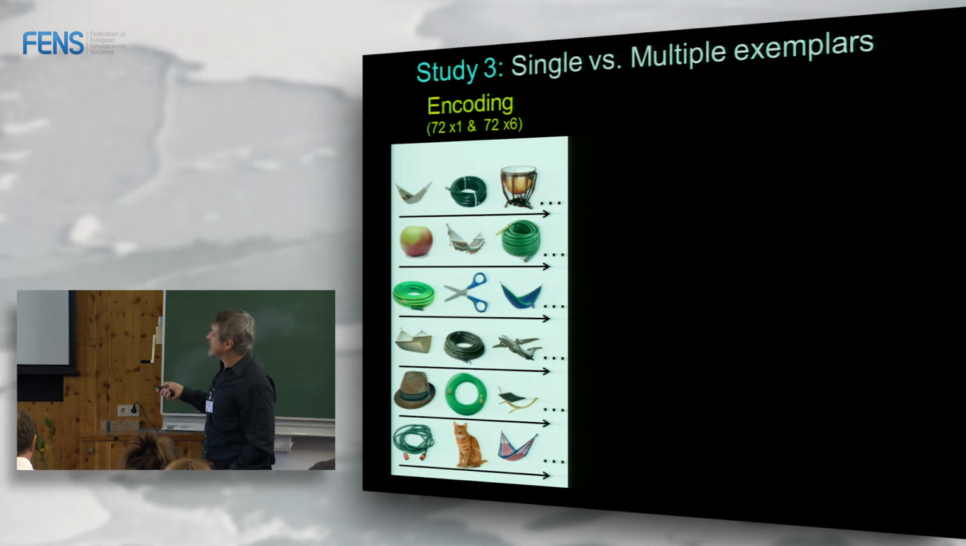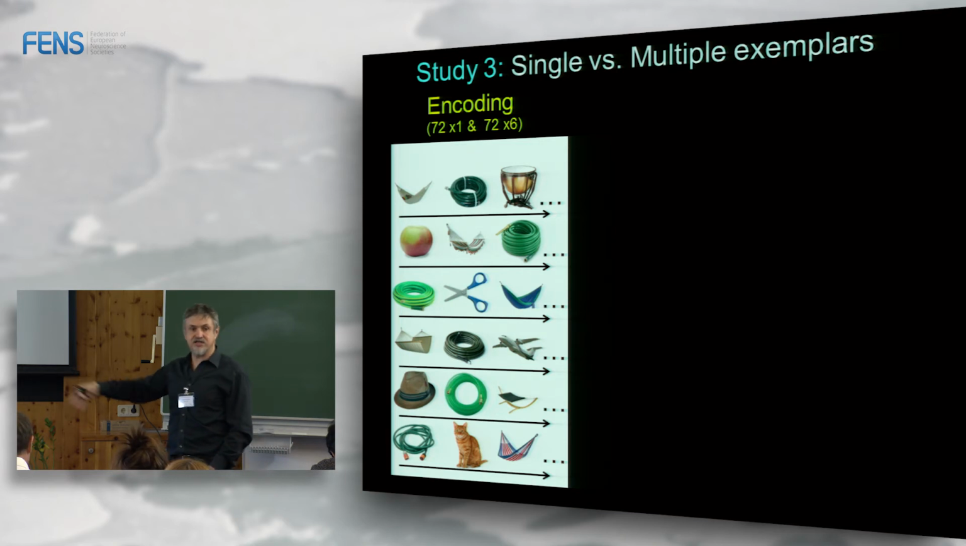What we did is have 6 runs, and we presented these 72 types of objects, but some were presented only once. Here was, for example, an apple, in that case only one run. Others were presented 6 times. So basically we had once versus 6 times, and the repetitions happened in different runs, to avoid short-term priming, and also to control for the fact that they were similarly spaced across the 6 runs.